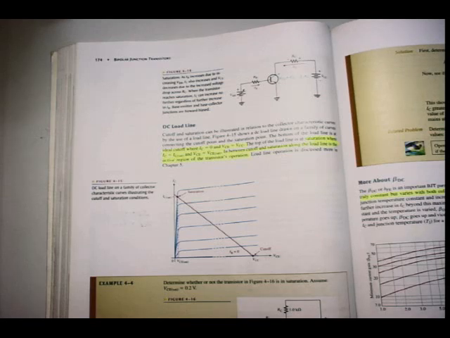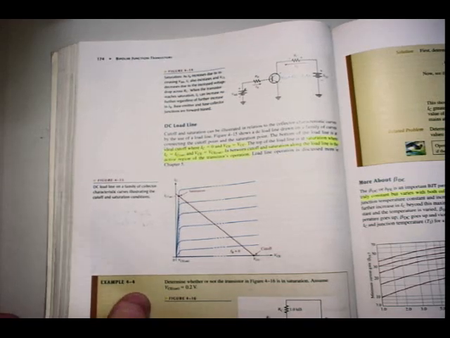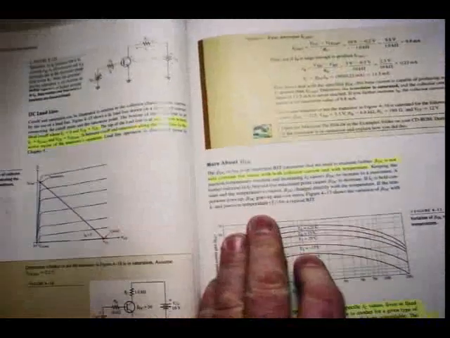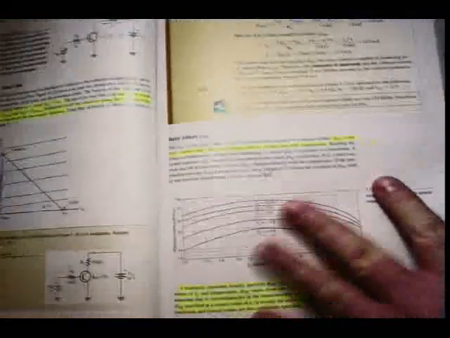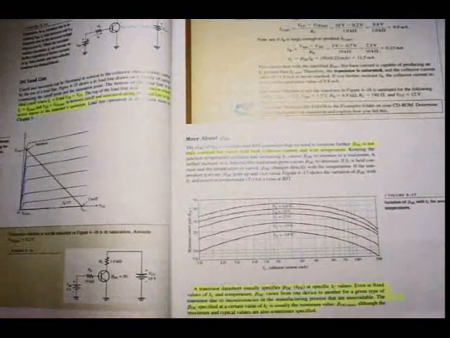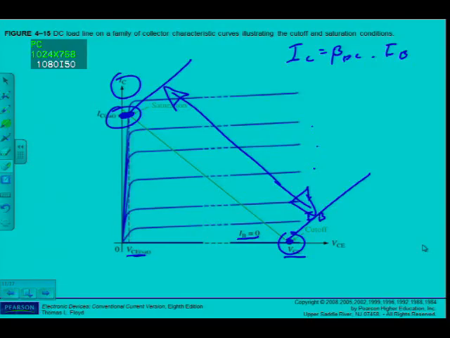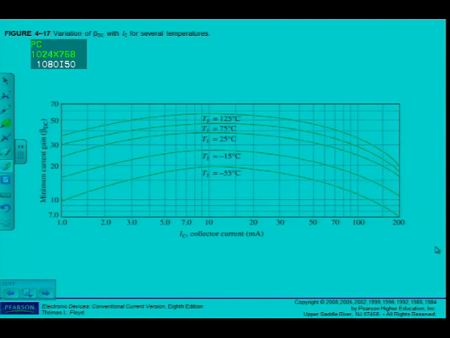Alright, we've already discussed beta, but I want to discuss more about beta and give you some more information about it. I also want you to mark some very important sections in the textbook. So if we go look at figure 4.17, variation of beta DC with IC and several temperatures.